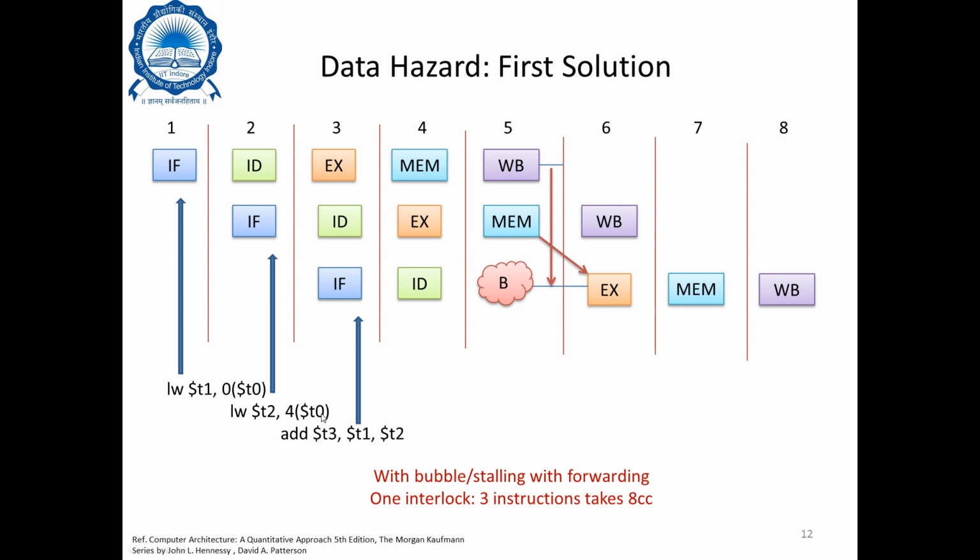We forwarded the loaded value from the memory into this, and the first information, which is T1, is available at the output of the 5th clock cycle, so that comes here. Using both pieces of information, it can perform execute and then go on with the memory and write back. So you see with bubble stalling, which is one interlock, and with the forwarding technique, we can finish the entire thing in 8 clock cycles. So 3 instructions take 8 clock cycles. We have certainly reduced the number of interlocks with this first solution, and we have also been able to enhance the performance.